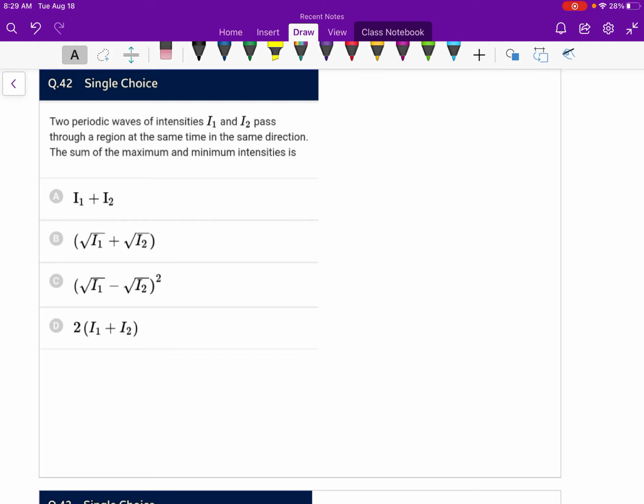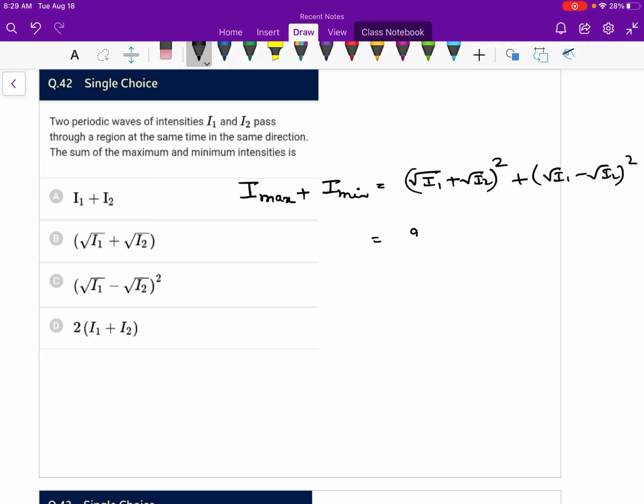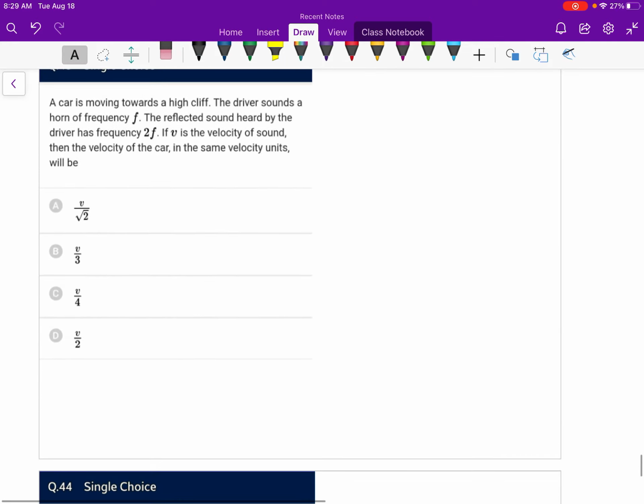Two periodic waves have their sum of maximum and minimum intensity. So I max plus I min is root I1 plus root I2 whole squared plus root I1 minus root I2 whole squared, which is I1 plus I2 plus 2 root I1 I2, plus I1 plus I2 minus 2 root I1 I2. So this is 2 times I1 plus I2. So D is the correct option.